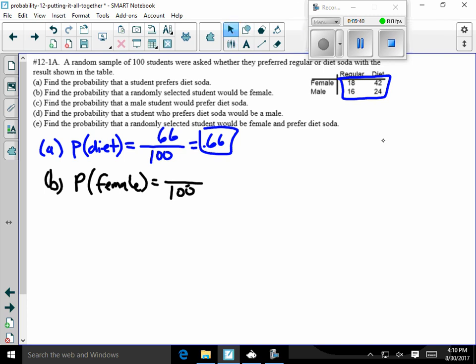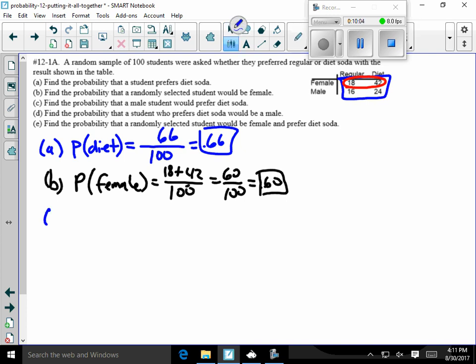So that is going to be just the sum of all the female students, which would be 18 plus 42, which turns out to be 60, right? So I can even write it like that. 18 plus 42, it's 60 out of 100, or 0.60. So a 60% probability that a randomly selected student here would be a female.